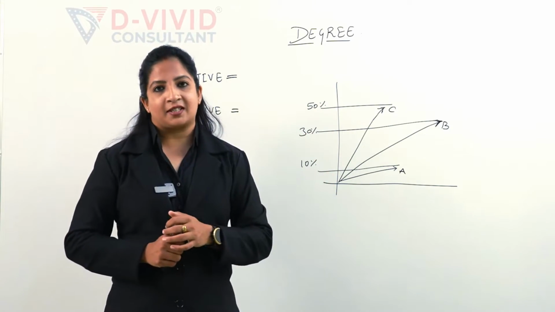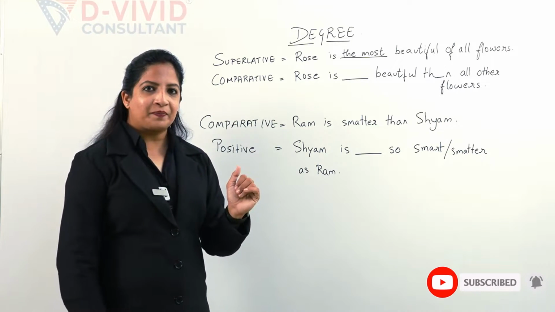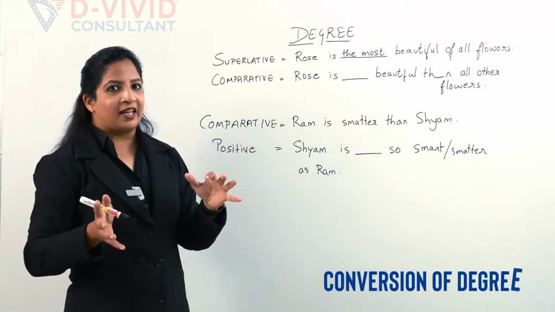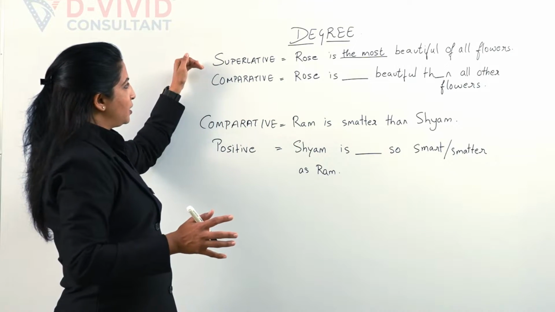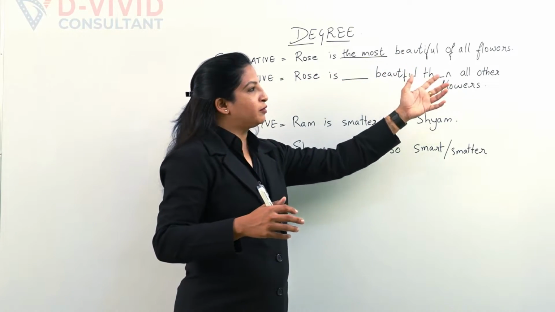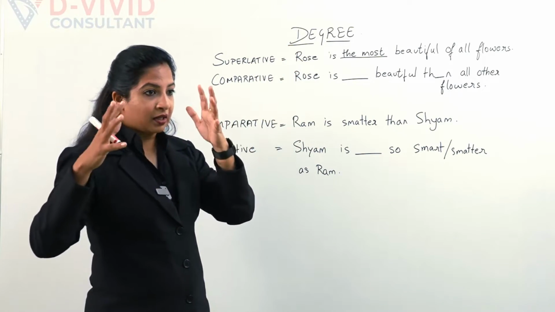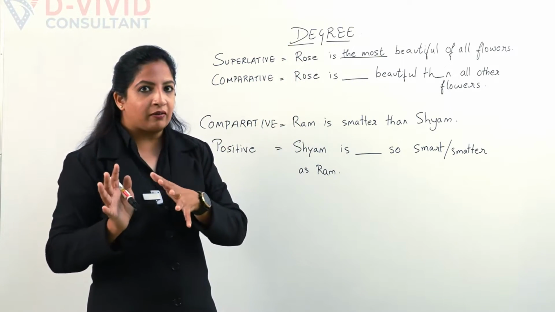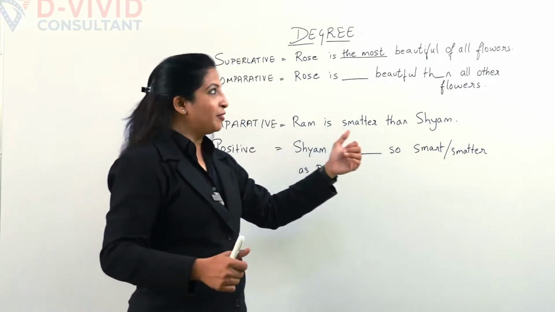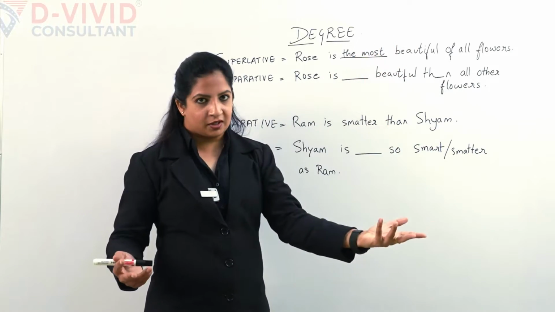So here I have written 2 examples where I have done a conversion of degree. If I have used a superlative degree, let us say, "Rose is the most beautiful flower of all," it means I have compared one rose, one category of flower, with the rest of the flowers of the world. So I have used the superlative degree and hence I have written "the most."